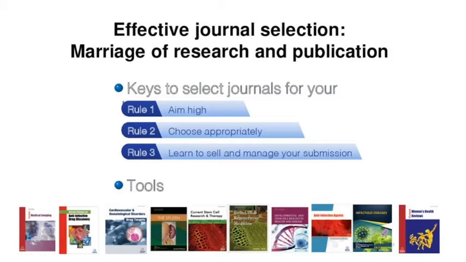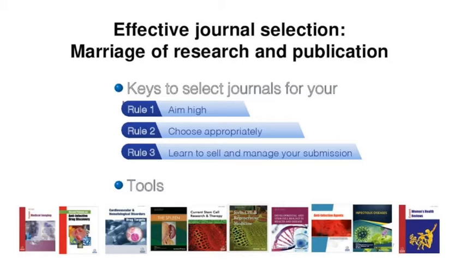There are 3 rules to think about when selecting journals for your research. Keys to selecting an effective academic journal for your next publication. Aiming high, choosing appropriately, and letting us help you to learn to sell and manage that next submission to an academic journal. Aiming high, going for journals with higher impact factors if possible. Selecting appropriately, making those pre-submission inquiries to editors, talking to colleagues, talking to other people about where might be an effective journal choice for your next research project.